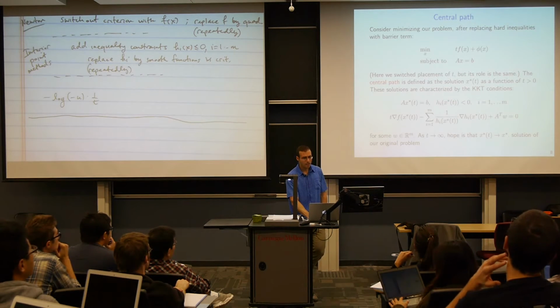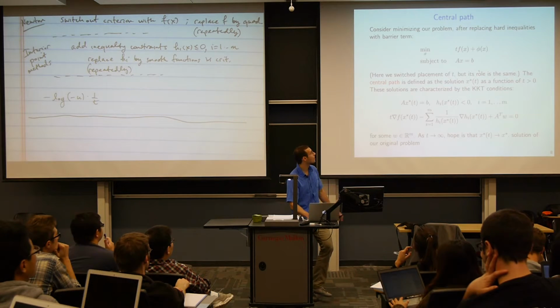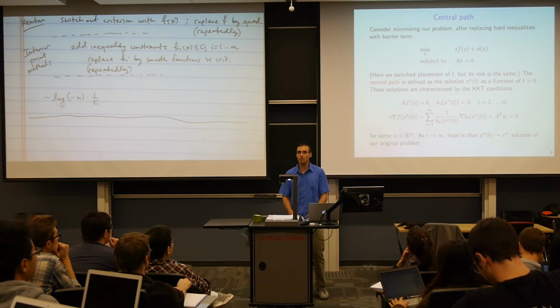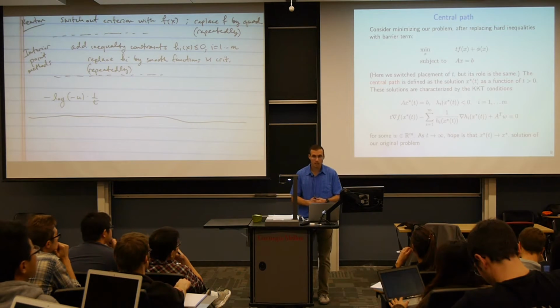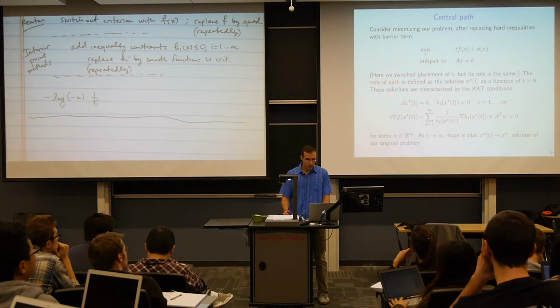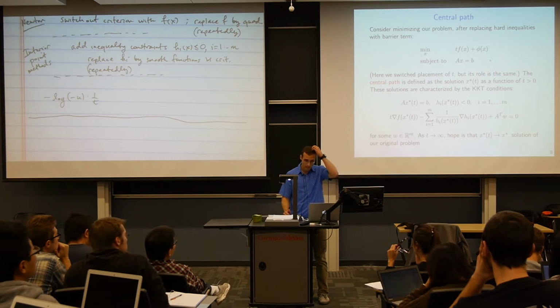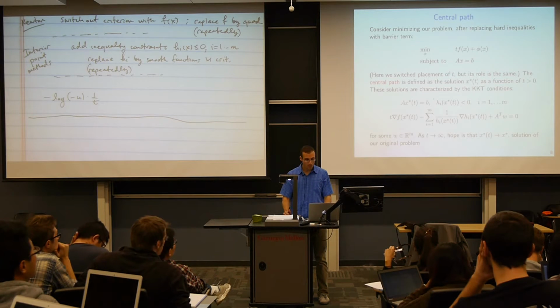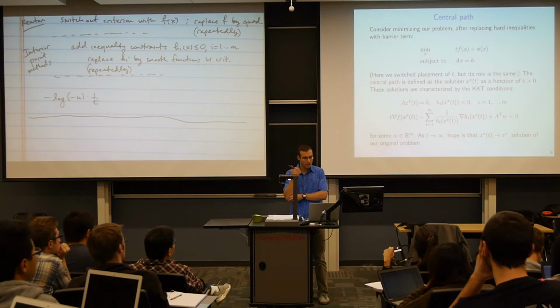The central path is defined as the solution to this problem as a function of t. For every t I could solve this problem, call the solution x star, and look at how x star behaves as a function of t. That's what we call, in the context of the barrier method, the central path. For every t, we can characterize the solutions to this problem via the KKT conditions. Let's write down the KKT conditions and figure out what it means for x star of t to be optimal, to lie on the central path.